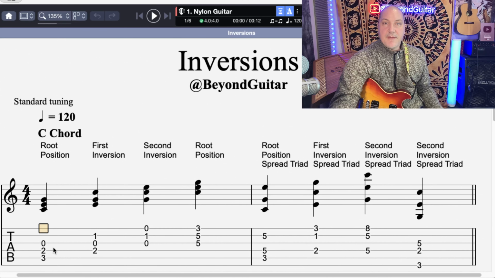Okay, next to that, we have this concept known as the spread triad. With the spread triad, this is where you have big spaces between the notes. Look at these spaces. Here we have a C. There's a huge space. There's a fifth.